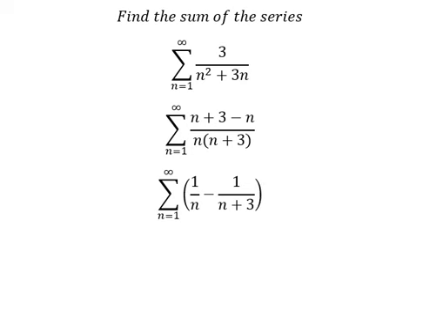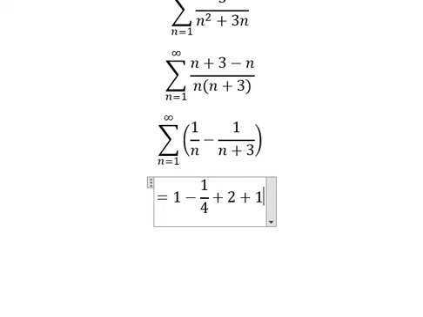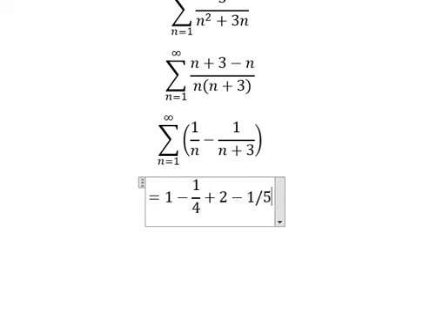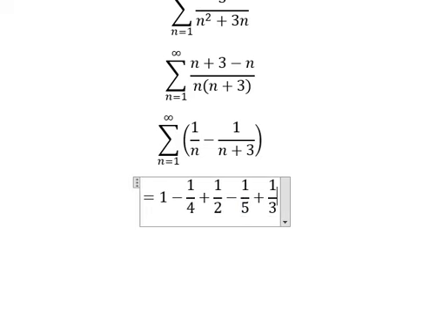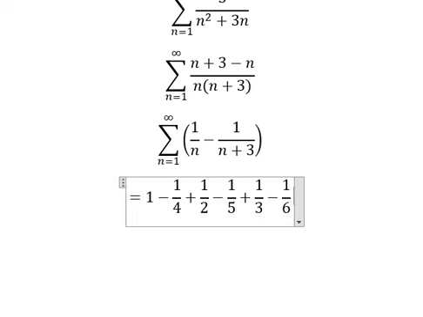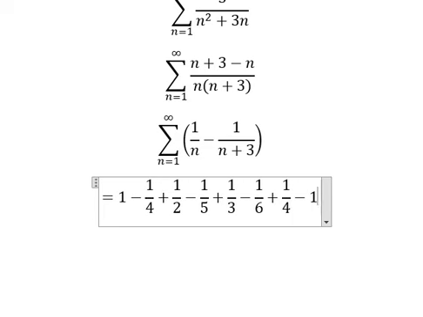So now, if I put n equals 1, we have 1 minus 1 over 4. If I put n equals 2, we have 1 over 2 minus 1 over 5. This one, that is 1 over 3 minus 1 over 6. And this one we have 1 over 4 minus 1 over 7. And so on.